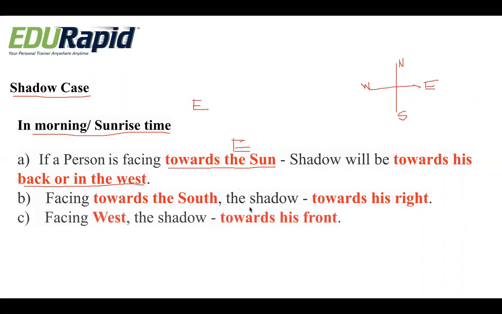If the person is facing west in the morning, always remember we are talking about morning and the sunrise time. The sun will always be in the eastern direction. So if the person is facing west, the shadow will be towards his front. So he or she can see the shadow in front of them because the sun is here.